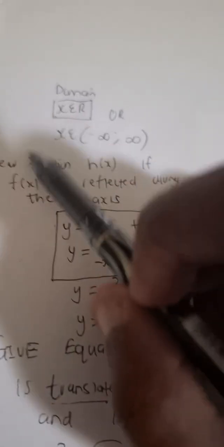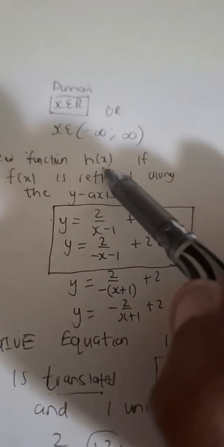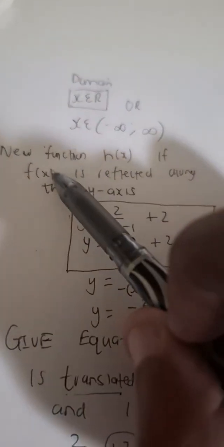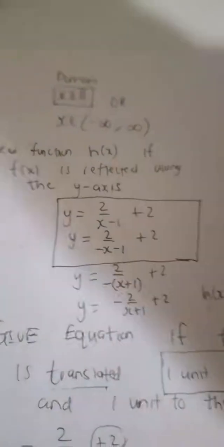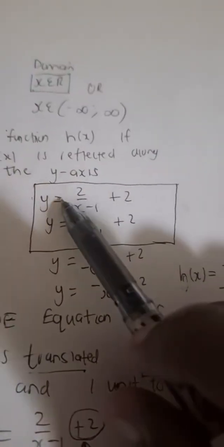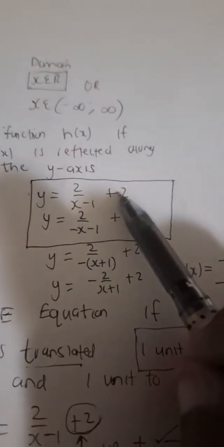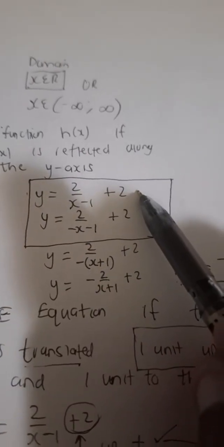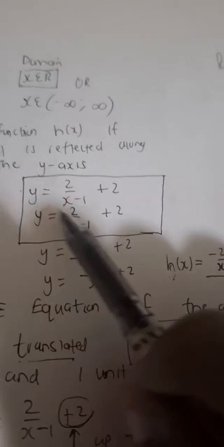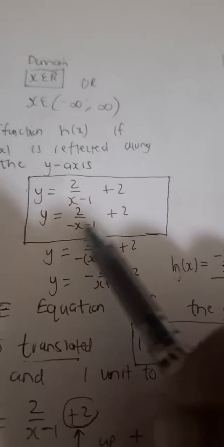Yikes. Now that was maths and a half, guys. Remember I just said the new function h of x. What is the new function h of x? If f of x is reflected along the y-axis, that means we need to write that function y is equal to 2 over x minus 1 plus 2. Then we write y is equal to 2 over the negative x minus 1.